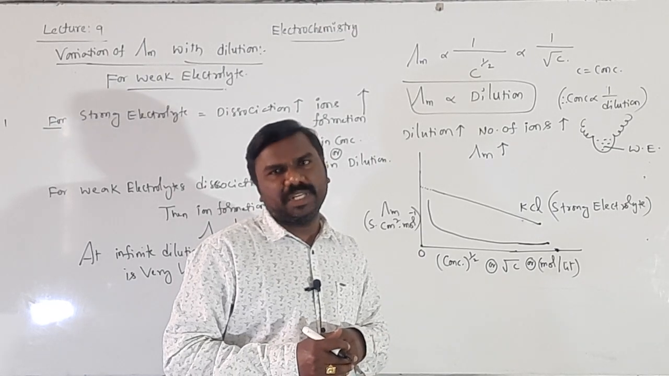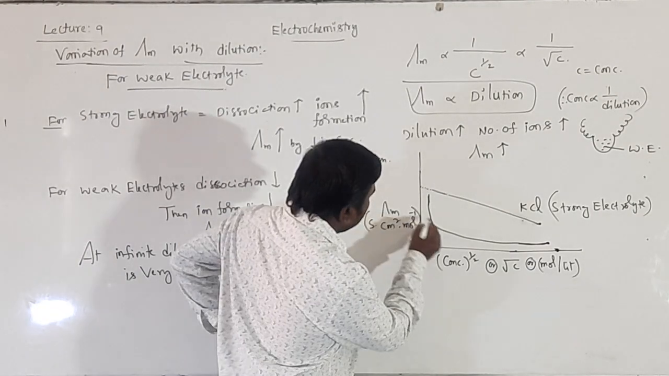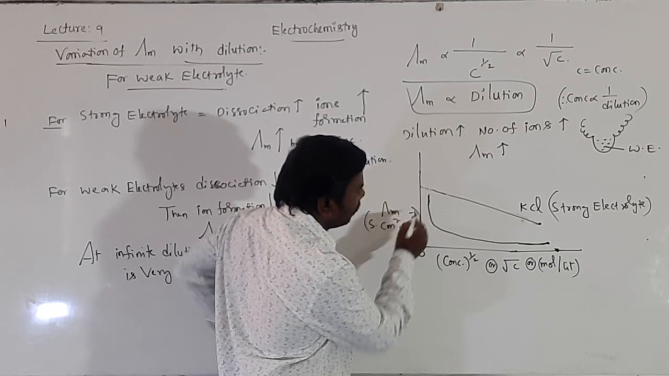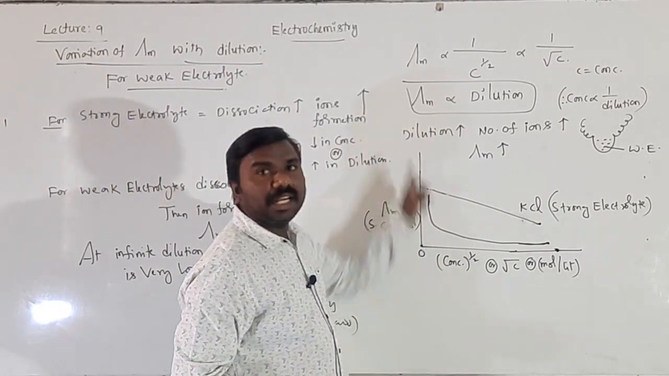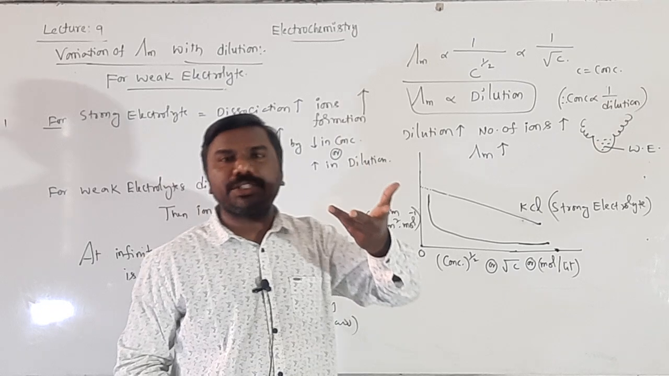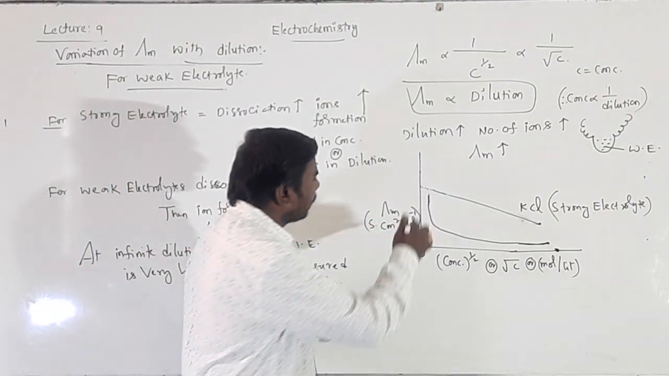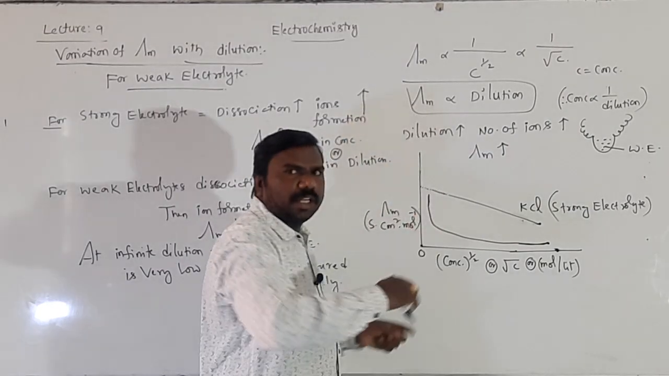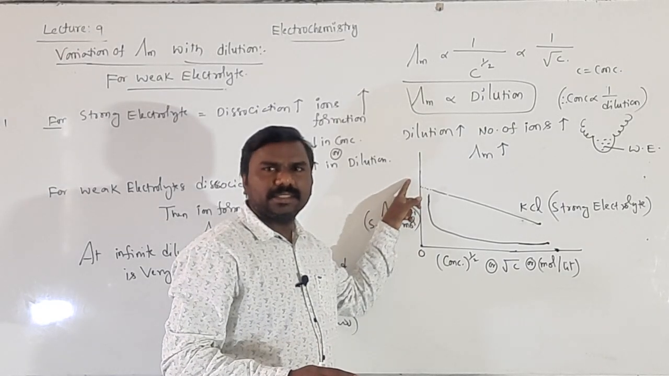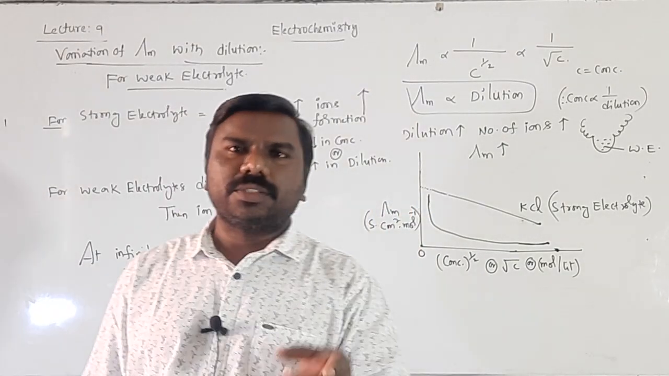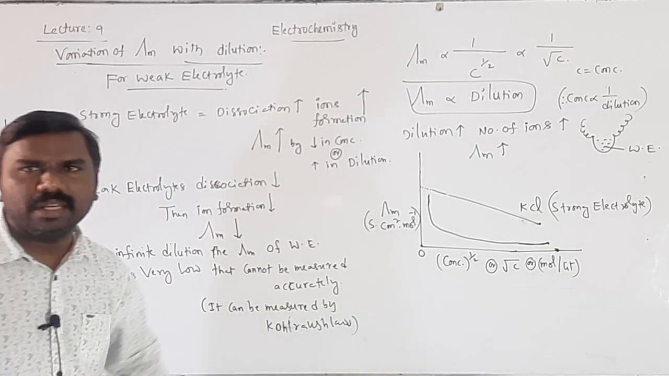Steeply increases. If it increased slowly, then it would reach this point and you could measure easily by reading. But it increases steeply. You cannot measure the molar conductance of a weak electrolyte by extrapolation of this graph. If you extend the curve, it will not touch the y-axis. That's why you cannot measure. So that will be measured by, I have written clearly, Kohlrausch law, very, very important.